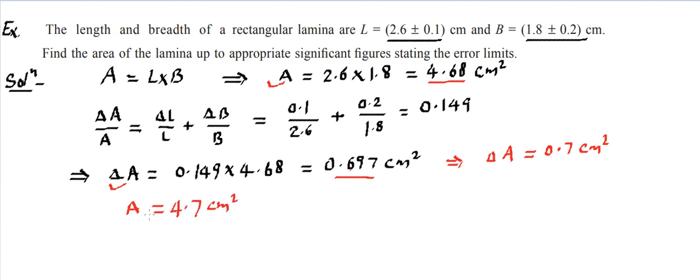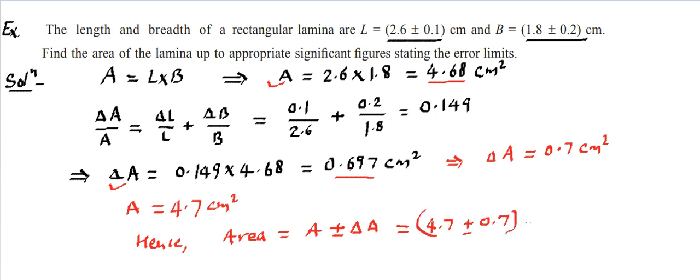Now you will see this is the value of A, this is the value of delta A. Hence the answer, or area, has to be written as, we know whenever we write a quantity, we write in this manner, A plus minus delta A. Now A has been calculated as 4.7 and this plus minus has come out to be 0.7. This centimeter square becomes our answer.